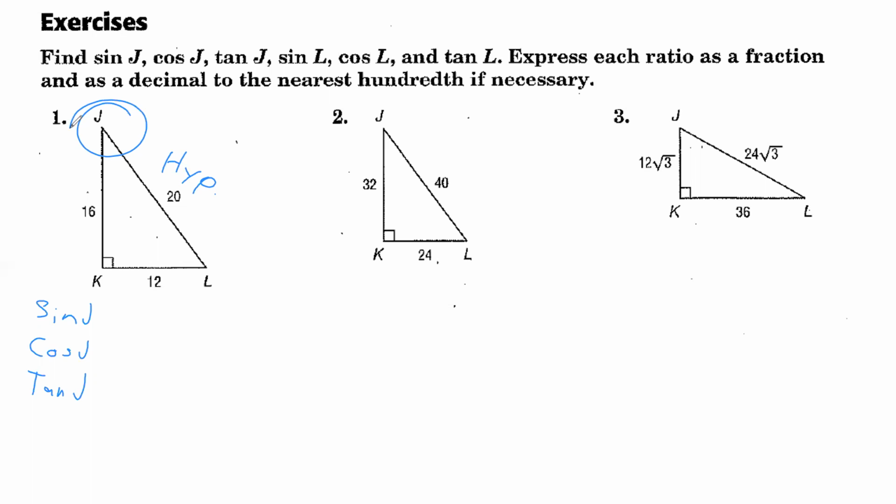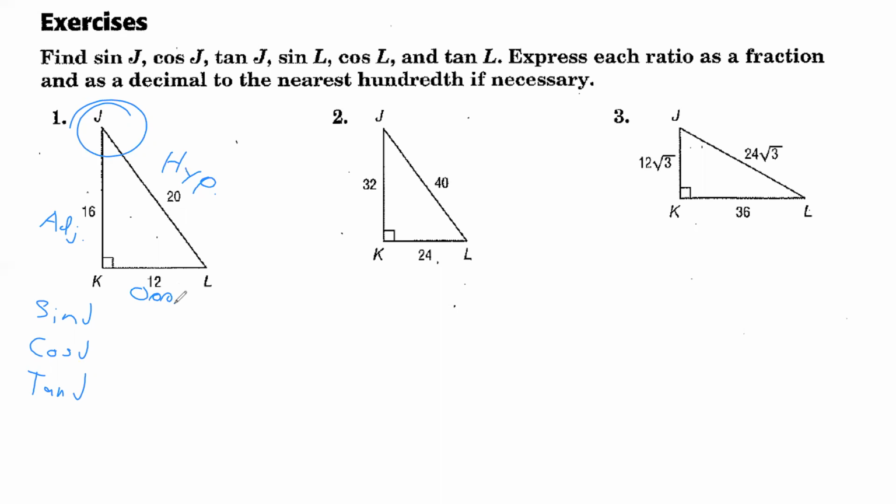So what 2 pieces are these? Let's start with the 16. 16 is the adjacent because it's next to J. So 12 is our opposite because it's across from J. Yeah, that's for J. So plug these in.